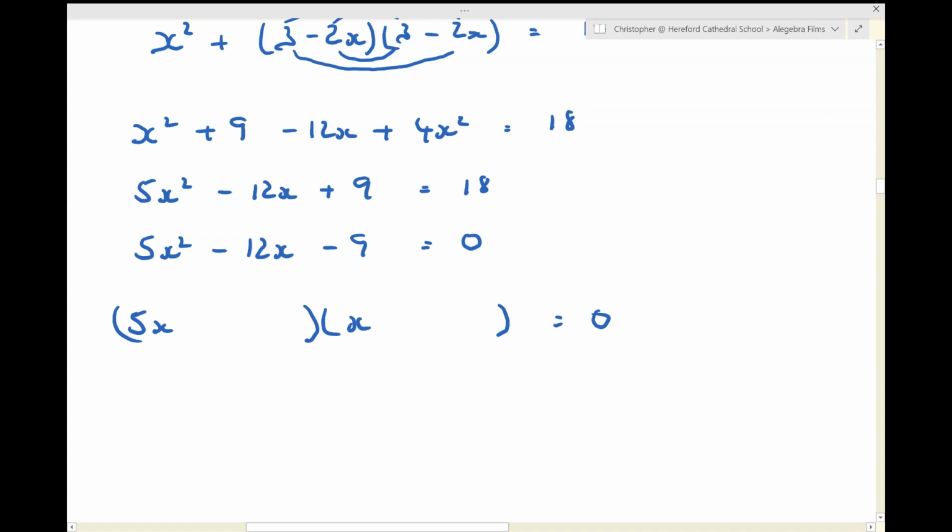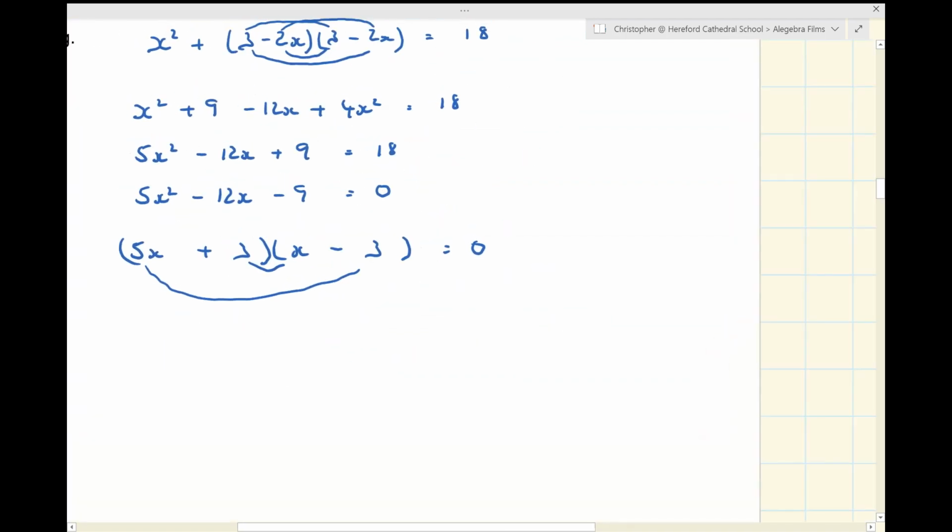Let's have a look at this. So I've got 5x and x. I need to multiply to 9. I know that. So I'm thinking about 3 and 3. Well, if I were to do 3 and 3, then this will give me 15x, won't it? So if I had minus 15x and then plus, that would give me plus 3x. So that's going to work. Very good. So my solutions for x are going to be minus 3/5 or 3.